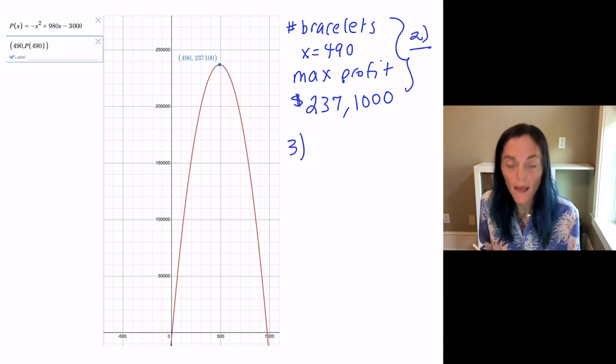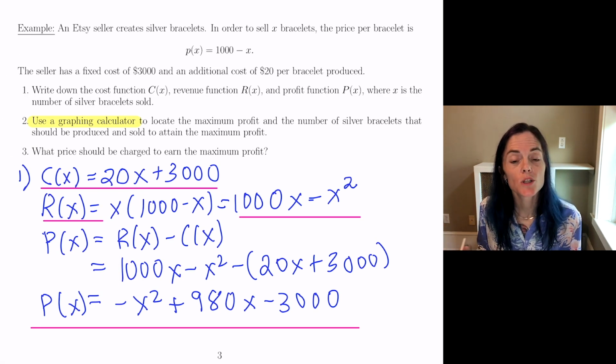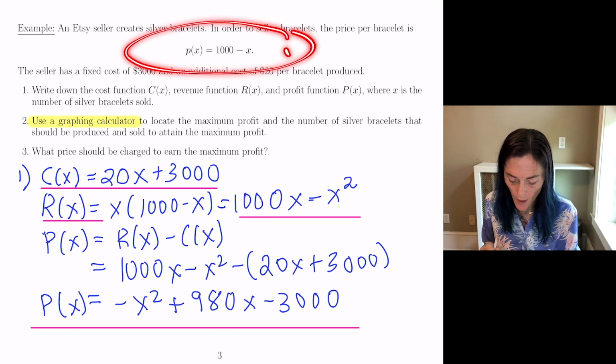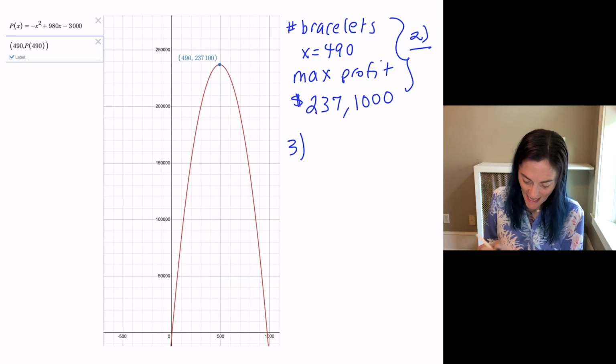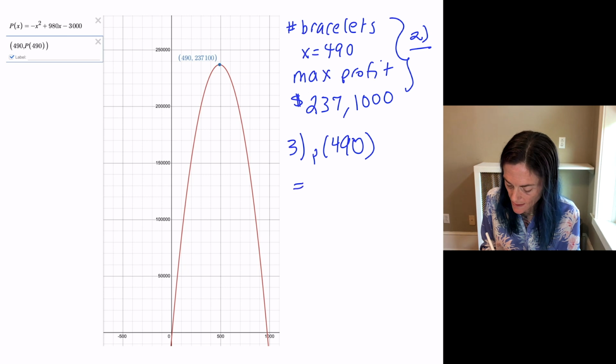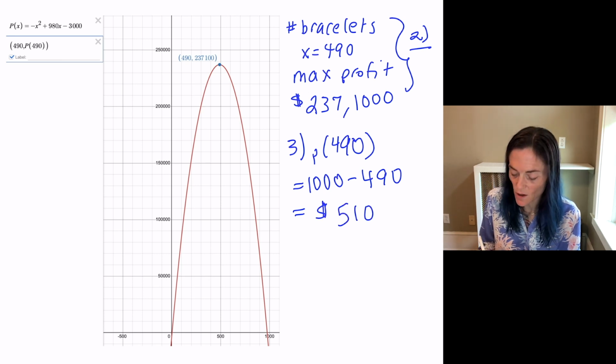Now, number 3, what price should be charged to earn the maximum profit? Well, here is the price. So the price is little p, little p of 490, which is 1,000 minus 490. So we should charge $510.